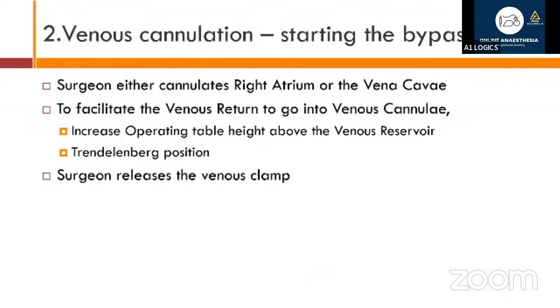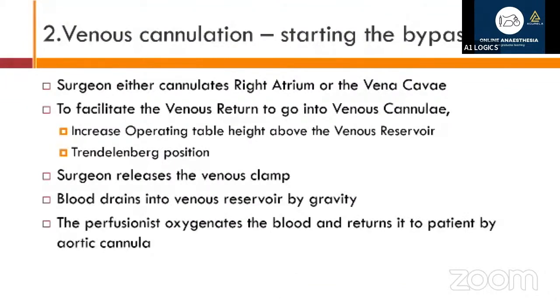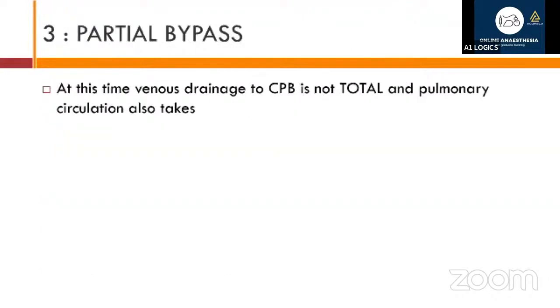You will unclamp it, the blood will gush into the venous reservoir, and the perfusionist draws this blood, oxygenates it and returns it to the patient through the aortic cannula. So this is how the CPB works. And at this time, I already told you, the prime solution will start moving into the patient and it will produce hemodilution and hypotension. You will have to manage that.